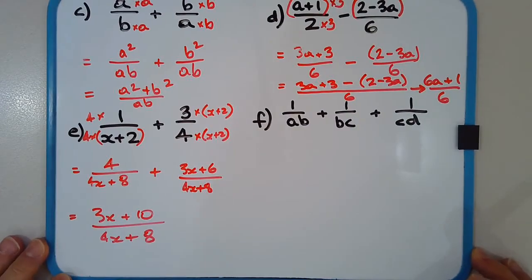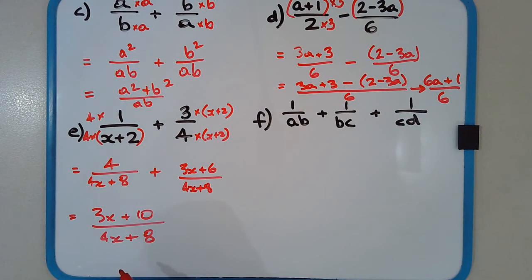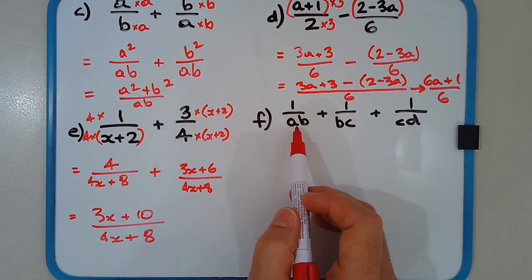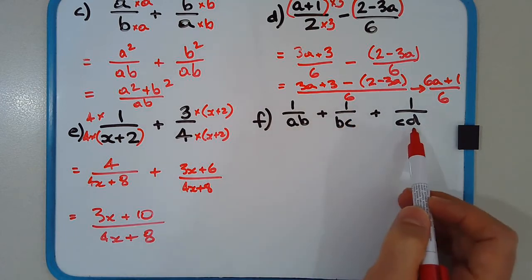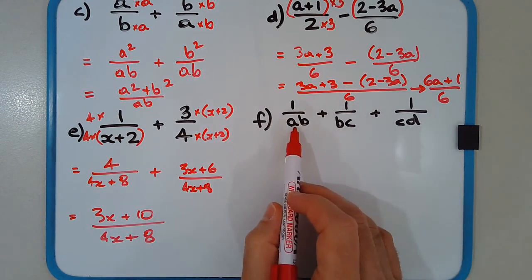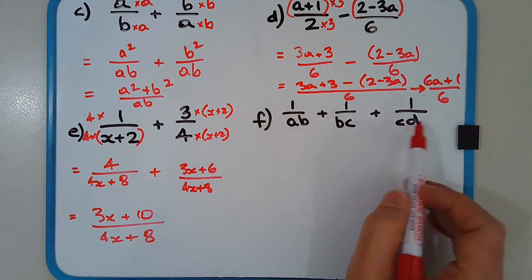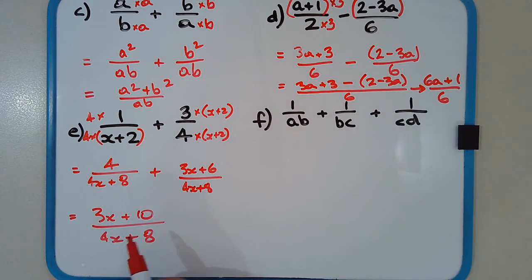Okay, last one. 1 over AB plus 1 over BC plus 1 over CD. So again, common denominators. All right, we have an AB in this fraction here. It'd be great if we had an A in the second fraction, but then we're missing an A in the third fraction. So we can see here that we have 4 different pronumerals, 3 fractions. I think we can see that we need an A, B, C, D in each of these fractions.